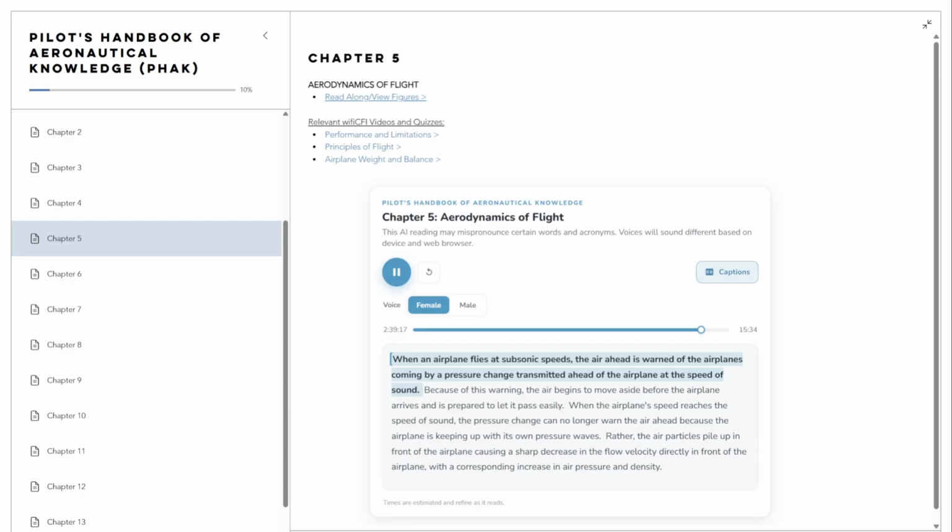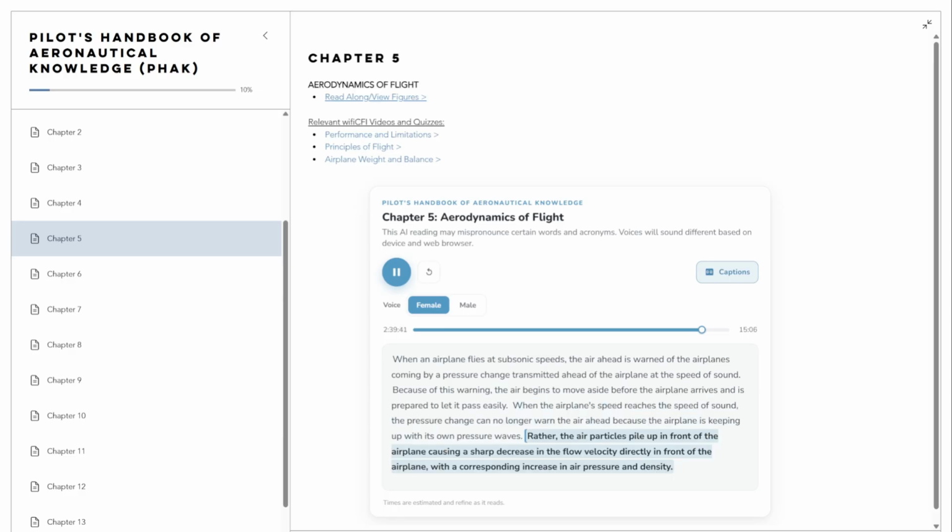When an airplane flies at subsonic speeds, the air ahead is warned of the airplane's coming by a pressure change transmitted ahead of the airplane at the speed of sound. Because of this warning, the air begins to move aside before the airplane arrives and is prepared to let it pass easily. When the airplane's speed reaches the speed of sound, the pressure change can no longer warn the air ahead because the airplane is keeping up with its own pressure waves. Rather, the air particles pile up in front of the airplane, causing a sharp decrease in the flow velocity directly in front of the airplane, with a corresponding increase in air pressure and density.